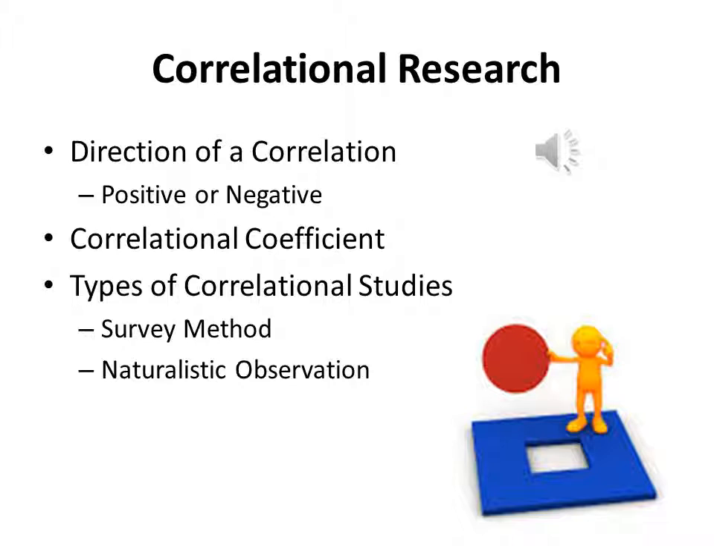There are many different ways to show a correlation between two variables. Let's discuss some of the more popular ways. We're going to look at the survey method and naturalistic observation. First, we'll discuss the survey method.